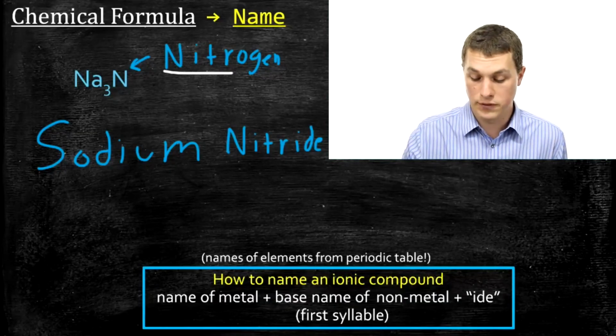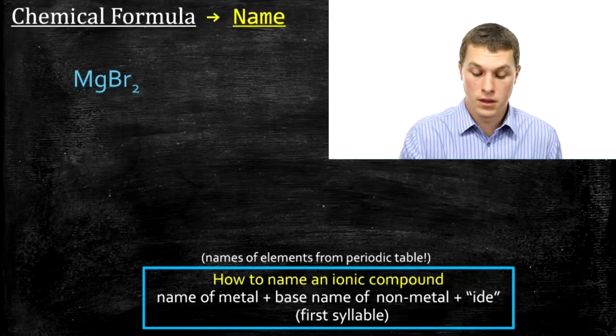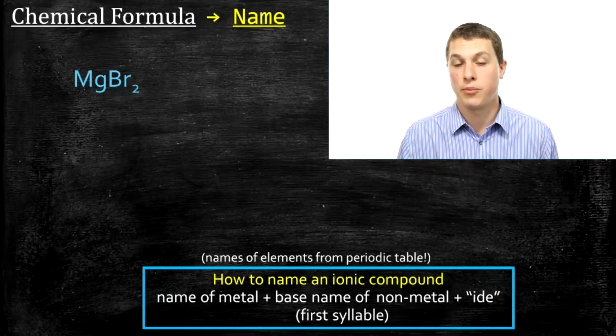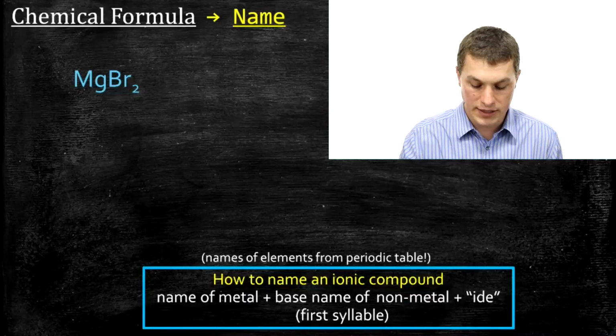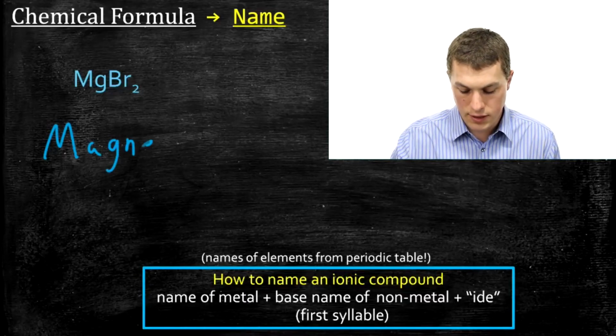Let's do one more example of going from chemical formulas to the name. Let's say we have MgBr. Well, again, we're going to go to the periodic table and look up what Mg is. Turns out to be magnesium. That's our metal. Remember, we always list the metal first in ionic compounds.